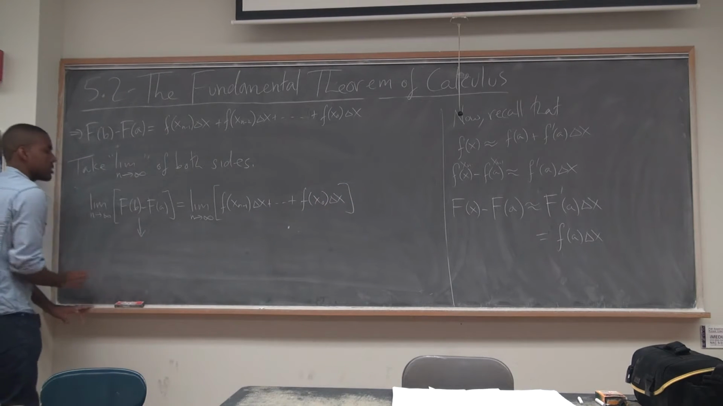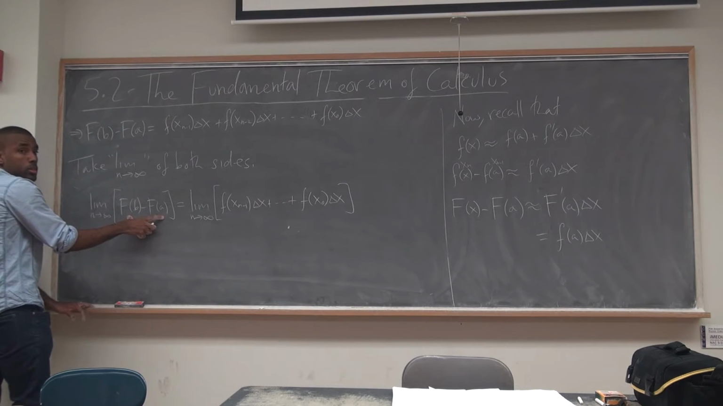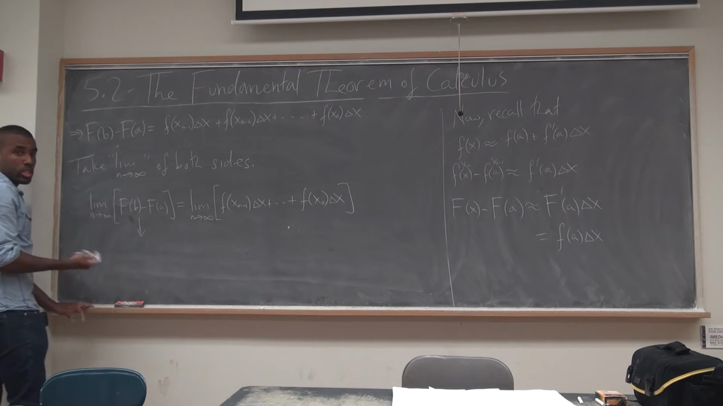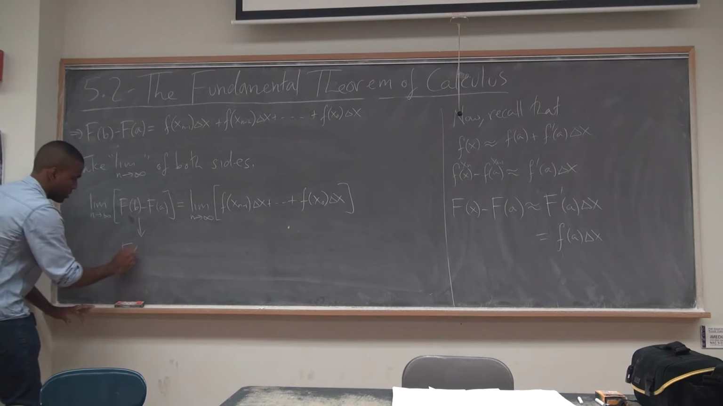So what's this? If I take the limit as n goes to infinity of this, you get the area. What is this expression? Is it a constant, a variable, a function? It's a constant. It's a function evaluated at some number minus the function evaluated at some other number. It's just a number. What's the limit of a constant? That same thing, the constant itself. So the left side doesn't become anything different. It's just that guy.